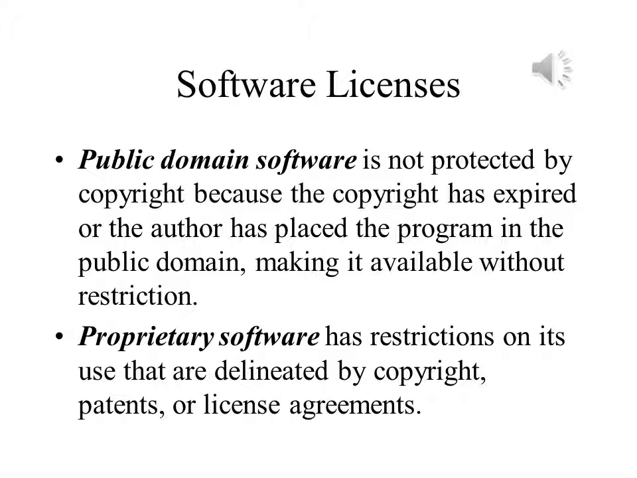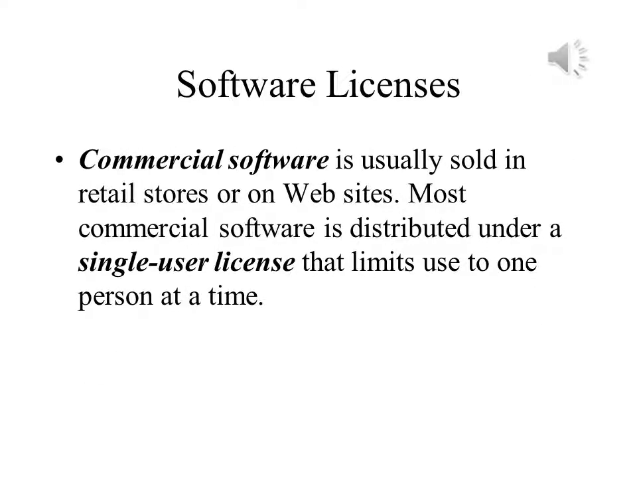Proprietary software is quite different from copyrighted software in that the owner has restricted its use. Any restriction on its use is indicated in copyright, patent, or license agreements. Commercial software, as its name implies, is software that is intended for sale. And most commercial software is sold either in retail stores or online.